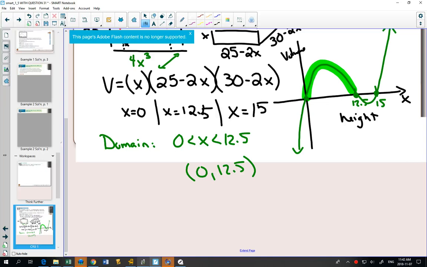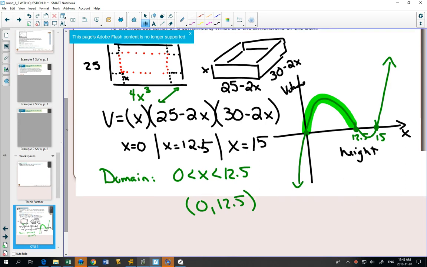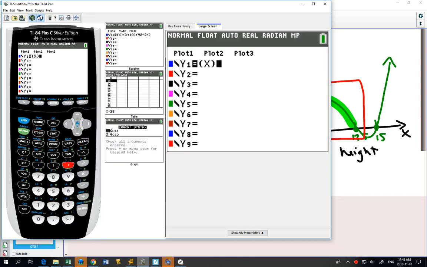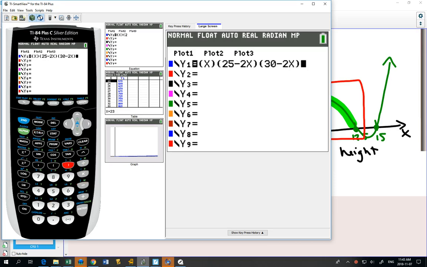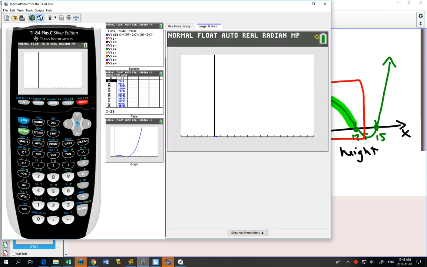So now that we've got our domain, we can go to part C and ask, what is the maximum volume? If this is the only domain that makes sense, we want to find that maximum volume. So I want to set up my window in my calculator to see that. I'll type in the equation first. We had x times 25 minus 2x and 30 minus 2x. Go to my window. I know that my x values, maybe I'll go from -5 up to 15. And when I graph based on my old y values, it looks like my graph is going up way too high.